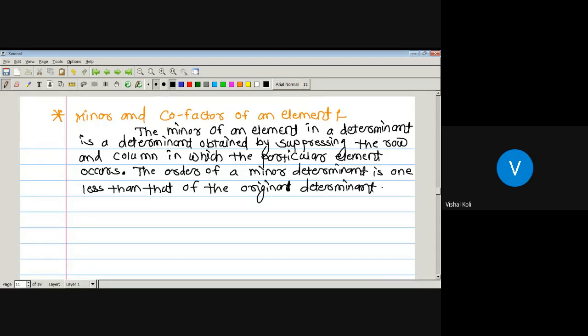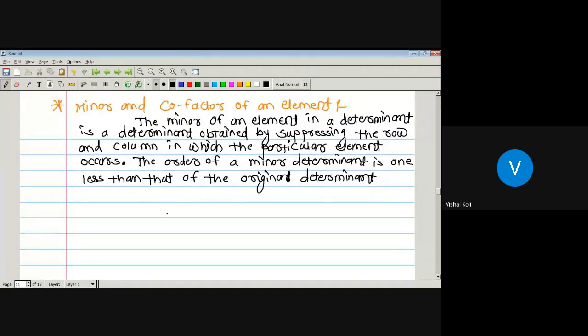Suppose we have a determinant of order 3 and we have to find the minor of any element belonging to that determinant, then the order of that minor must be 2, since we have to suppress the row and column corresponding to that element, so its order is one less than that of the original determinant. Let us see how to find the minor. Suppose we have a determinant of order 2 by 2, A1, B1, C1, D1, and we have to find the minor of its element A1.